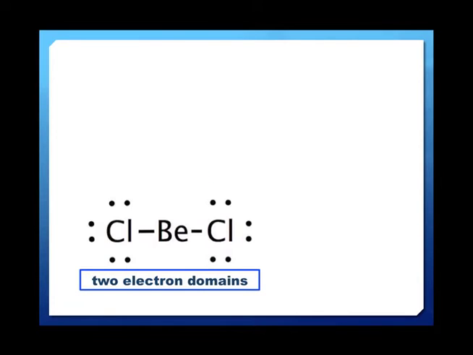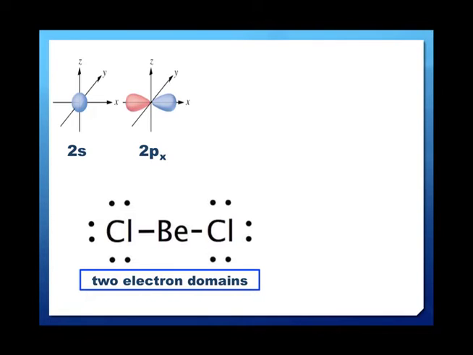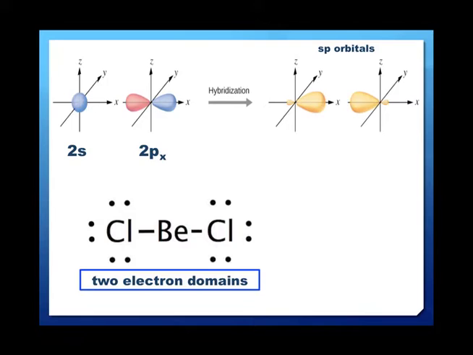Looking at BeCl2, the beryllium atom has 2 electron domains, since it has just the 2 covalent bonds and no lone pairs. In order to accommodate these 2 electron domains, it will need to hybridize 2 atomic orbitals. So it will take its 2s orbital and one 2p orbital and hybridize them to form 2 sp hybrid orbitals.